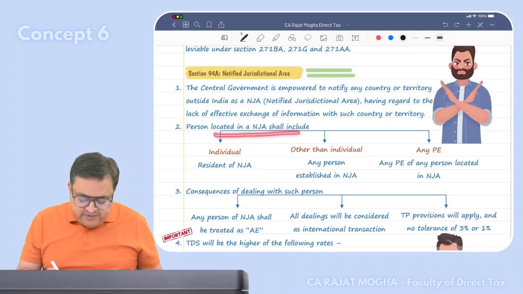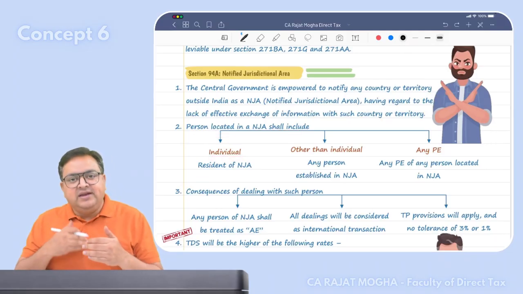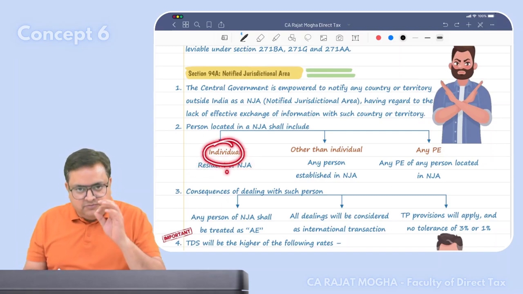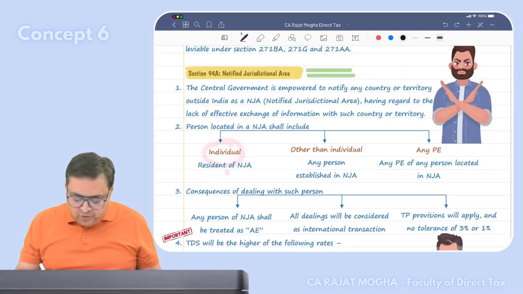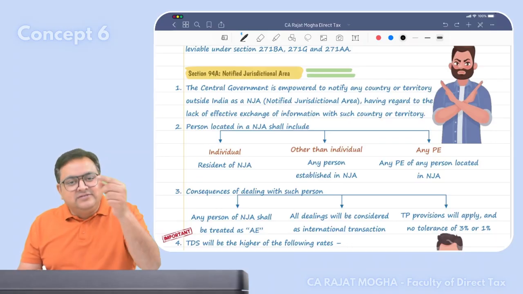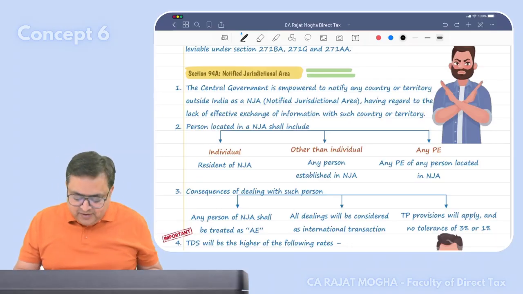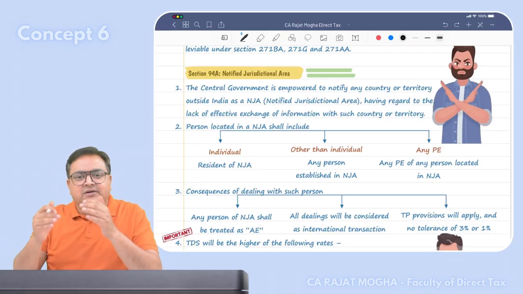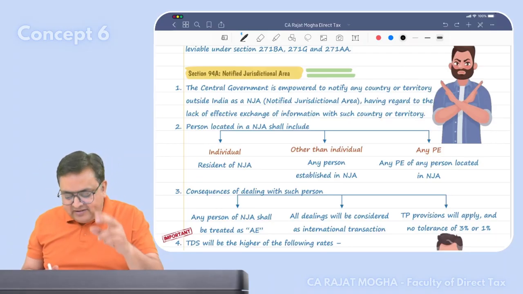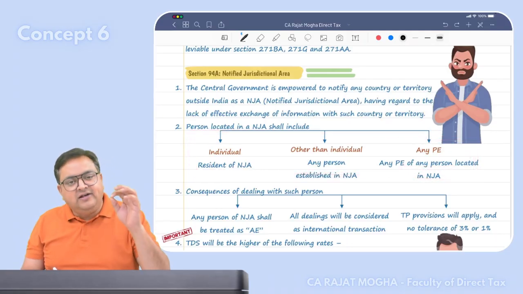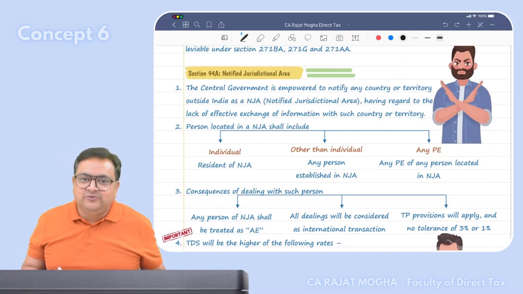A person located in NJ could be an individual. If you transact with any individual who is a resident of NJ, this person is deemed to be your associated enterprise. Or if you transact with any person other than an individual, let's say a company registered in NJ, say Cyprus, or any PE, where some foreign company has its offices in NJ, then these people are considered to be your associated enterprises. They will always be deemed to be your associated enterprises.